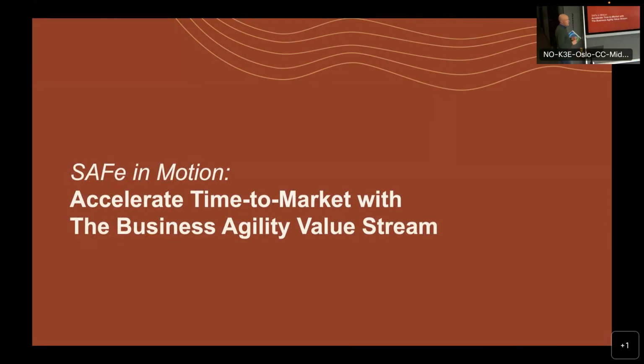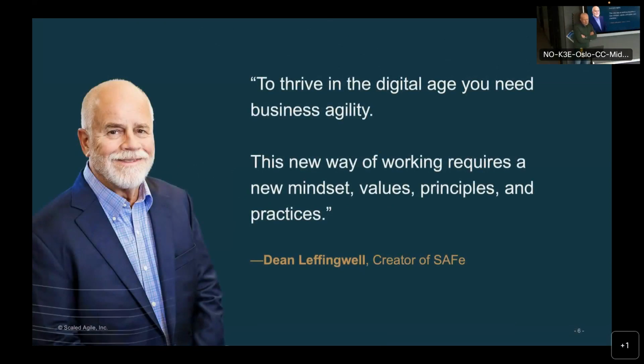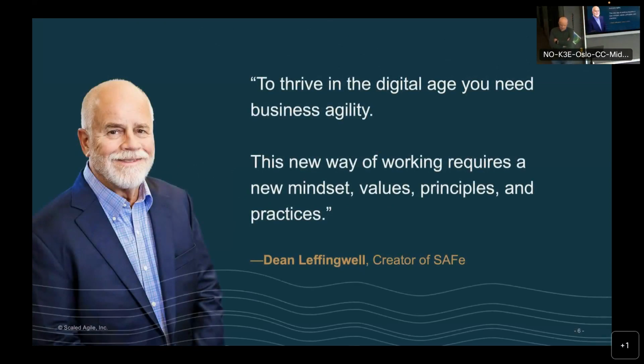So in 6.0 they talk a lot about acceleration and the time to market using the business agility value stream. And the time to market is not necessarily the marketplace, but it could also be to make some idea into a product or into something valuable. So it's to shorten the gap it takes from something good popping up to you actually being able to deliver on it. And they use the business agility value stream as a means to explain how you go about doing that, as Leffingwell, the founder of SAFe, says.